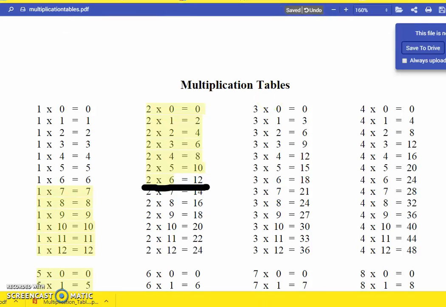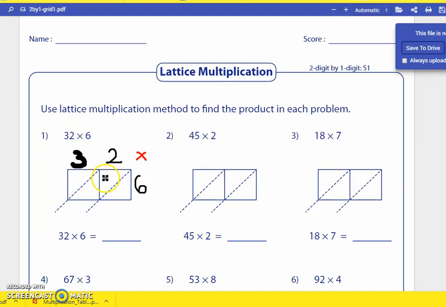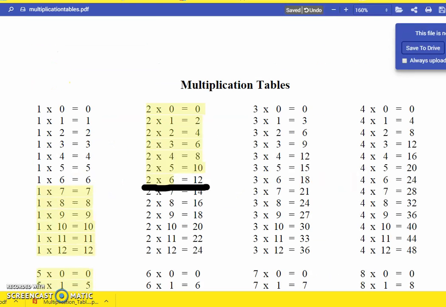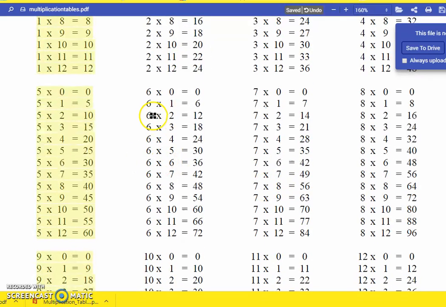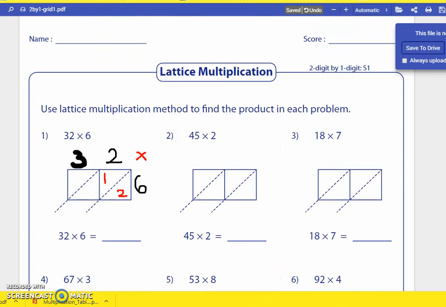So I'm going to run back over here. I'm going to put that 12, and put the 1 right here and the 2 right here. Why did I do that? Because 2 times 6 is 12, or 6 times 2 is 12. It's the same thing. I can do it backwards. Look over here. Where's the 6? Here's 6. Here's times 2. I got the same answer, right?